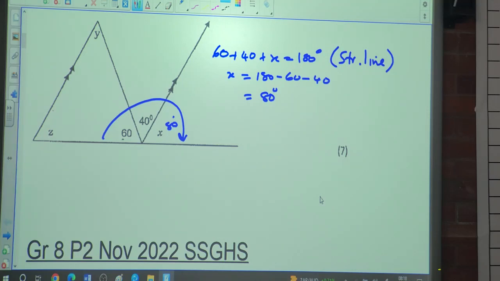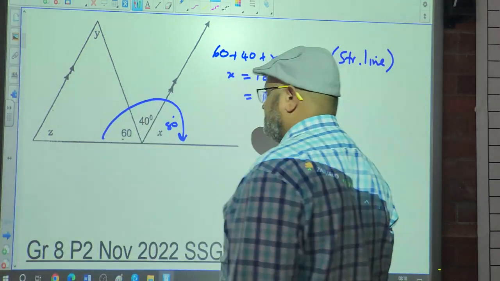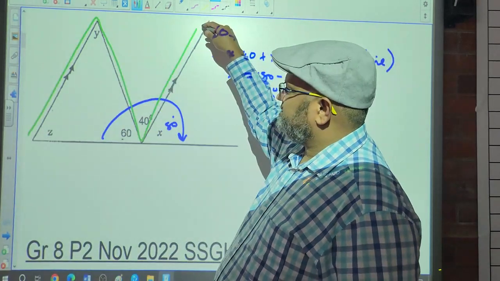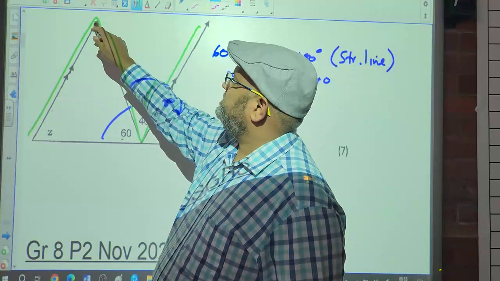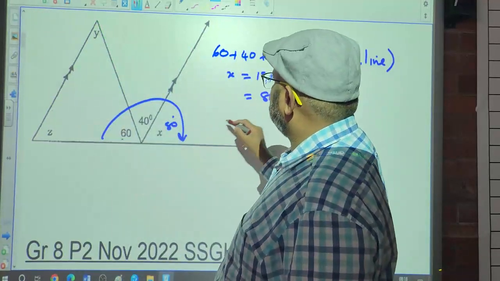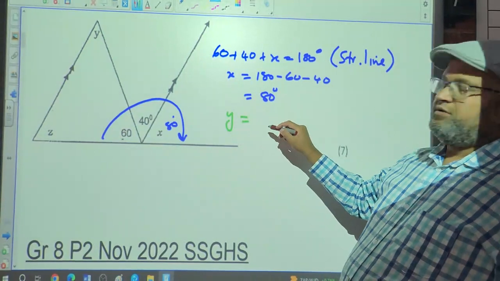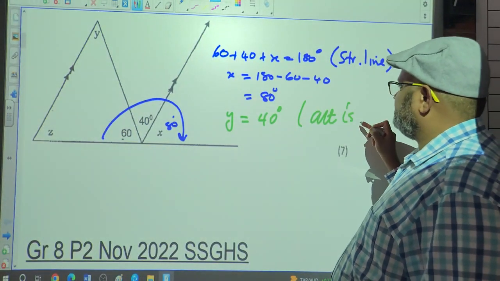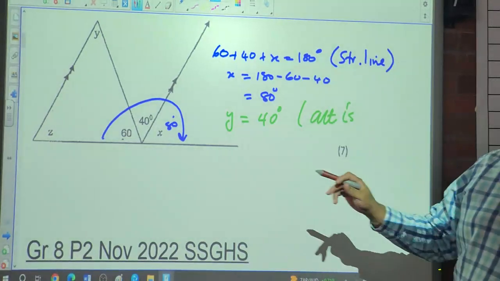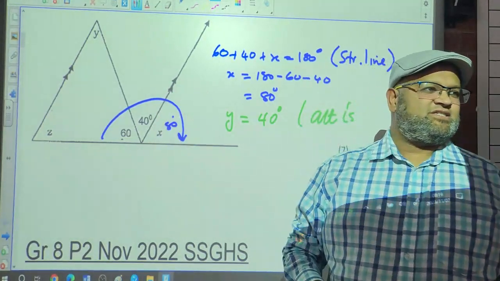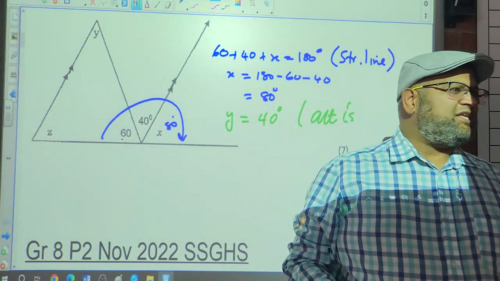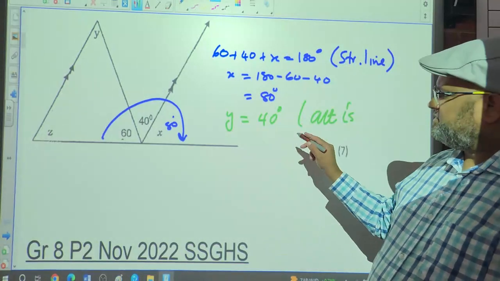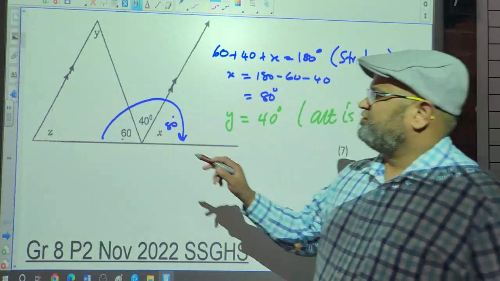Next, how are you going to calculate y? Will you agree with that? The alternate angles. So y is equal to 40 degrees, as you see, alternate angles. There are no letters on the vertices, so you don't have to say which lines are parallel, of course. So I'll put 40 here.